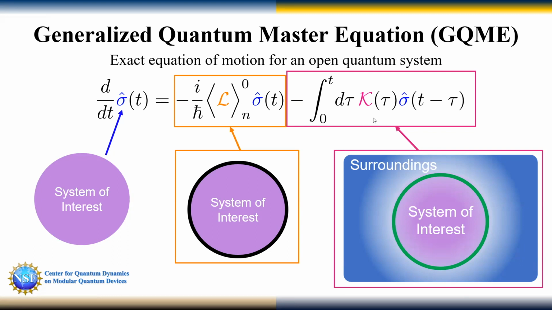And this pink operator in the middle is what we call a memory kernel. From its name, you know that it can capture the memory of the system, and thus allows the GQME to be applicable for non-Markovian systems. Moving on.